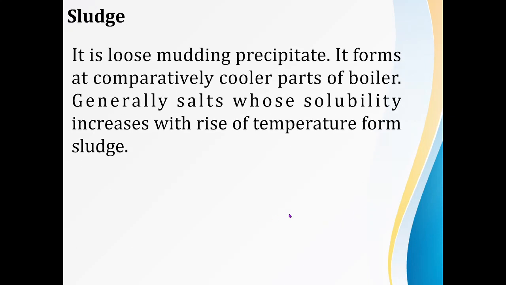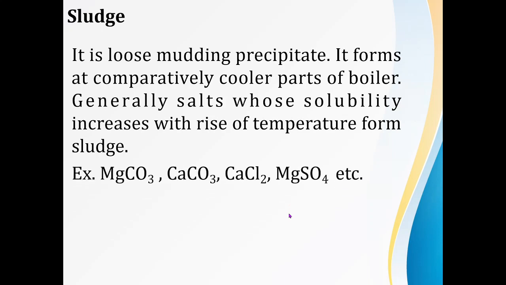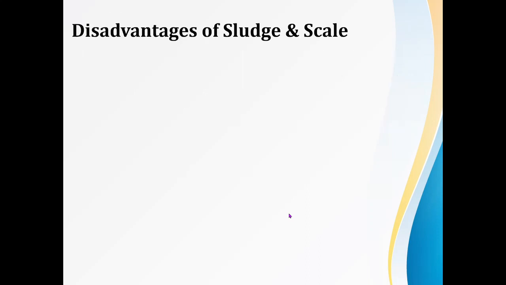Now how can we define sludge? It is a loose muddy precipitate. It forms at a comparatively cooler part of the boiler. Generally salts whose solubility increases with rise in temperature form sludge. For example, magnesium carbonate, calcium carbonate, even magnesium and calcium bicarbonate also, calcium chloride, MgSO4, these are responsible for the sludge. Now there are different disadvantages of the scale and the sludge.